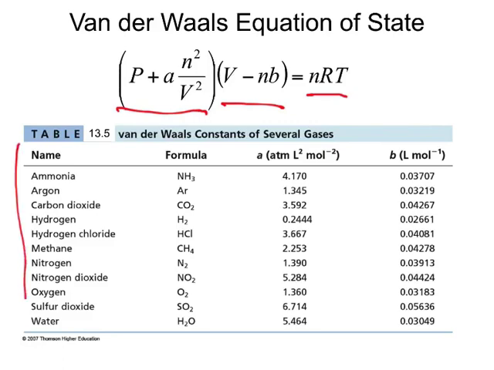And so in this table, we list the constants for several gases. The a constant that has to do with intermolecular forces is much higher for ammonia, which is polar, and much smaller for hydrogen, which is a small nonpolar molecule. And then the excluded volume parameter b is much bigger for larger molecules like sulfur dioxide, and much smaller for tiny molecules like hydrogen gas.